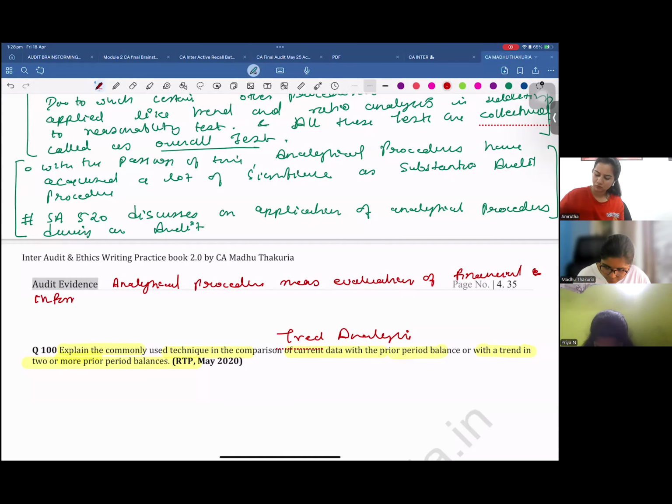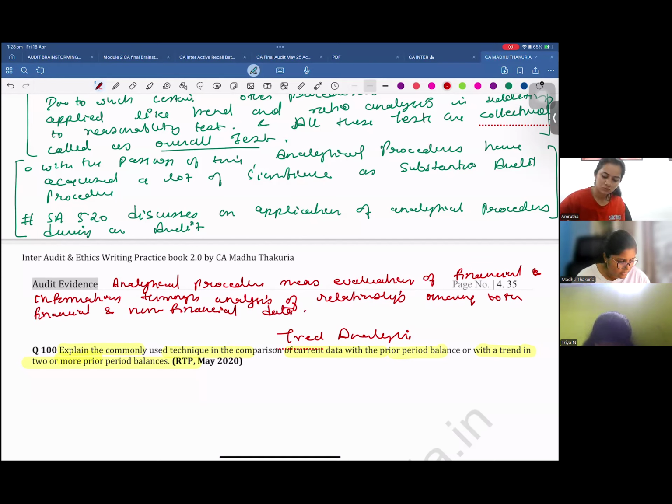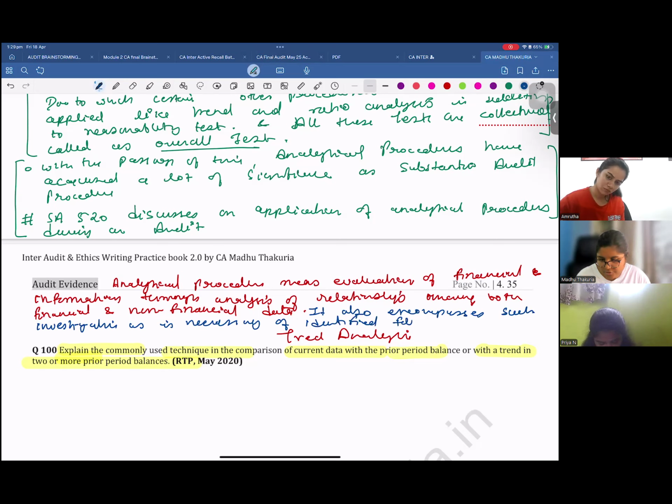Analytical procedure means evaluation of financial information through analysis of relationships among both financial and non-financial data. It also encompasses such investigation as is necessary of identified fluctuations.